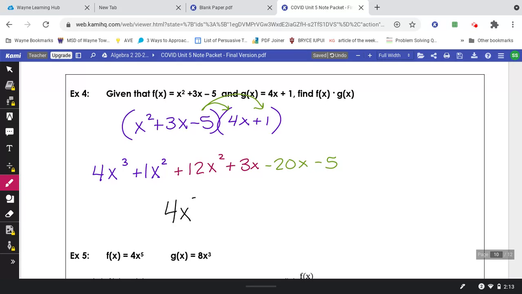4x to the third. Check off that. Add the x squares, which would give me 13x squared. Got those two. Add the x's, so the 3x and the negative 20x would give me negative 17x. And then all that's left is to bring down the minus 5.